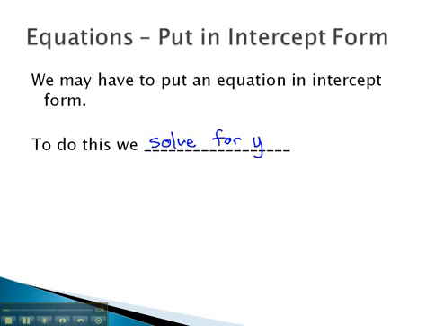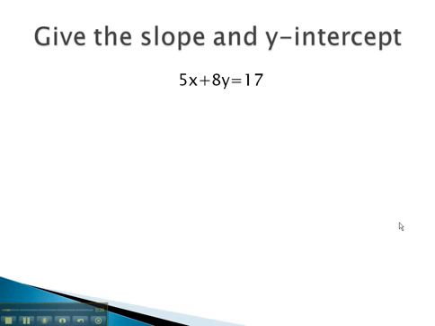So for example, if we were to have a problem like 5x plus 8y, we would work to get the y alone by first eliminating the term without y. Subtracting 5x from both sides would get the 8y alone on the left. On the right, it's important to note that these are not like terms and cannot be combined. We will put the term with x first to match the slope-intercept equation.